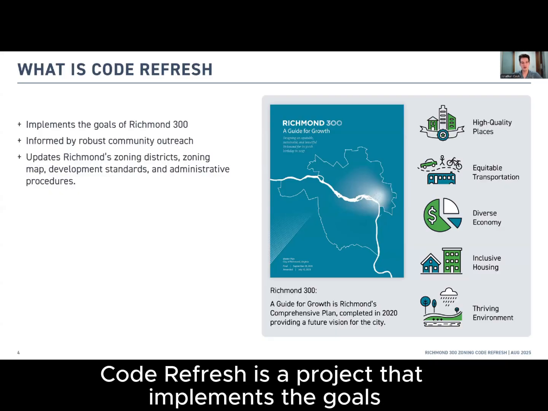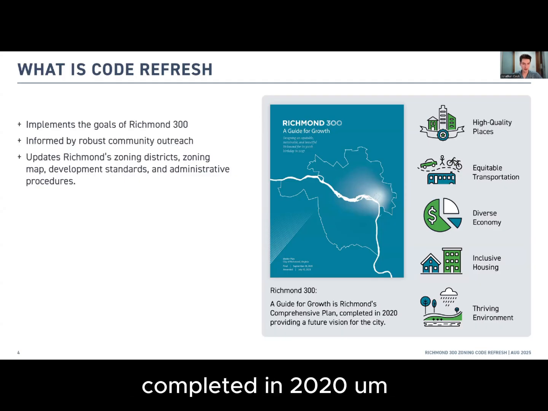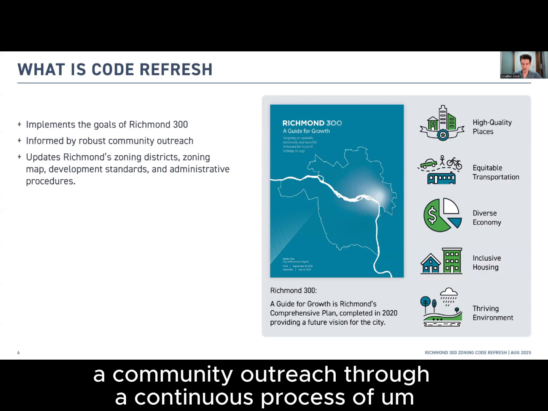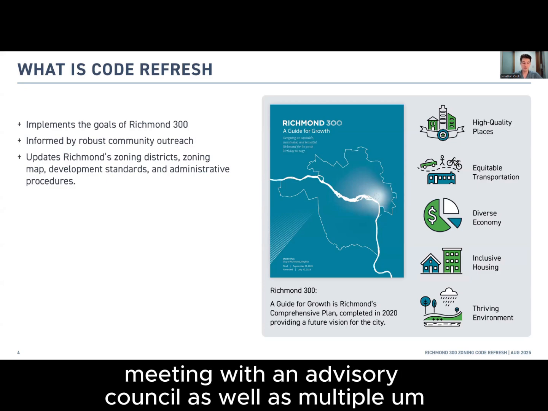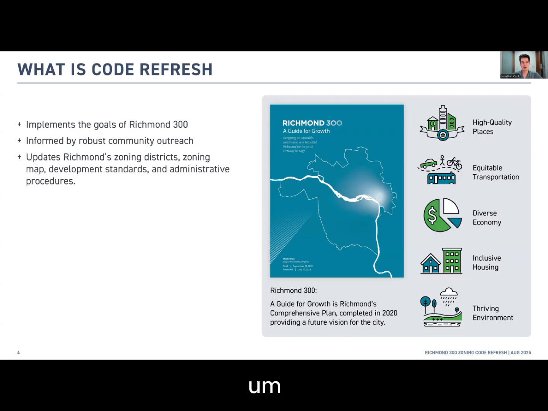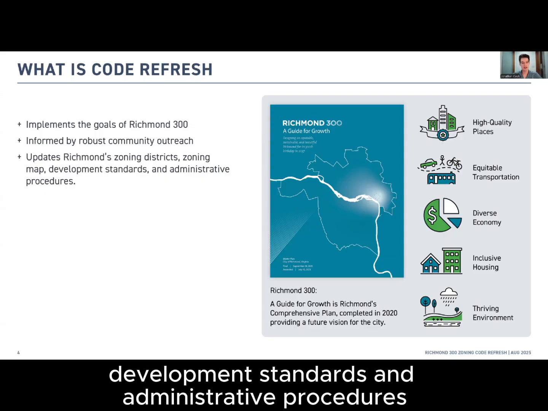First of all, Code Refresh is a project that implements the goals of Richmond 300, which was completed in 2020. Code Refresh is also informed by robust community outreach through a continuous process of meeting with an advisory council, as well as multiple working groups and roundtables. Code Refresh also has the goal to update Richmond zoning districts, zoning map, development standards, and administrative procedures.